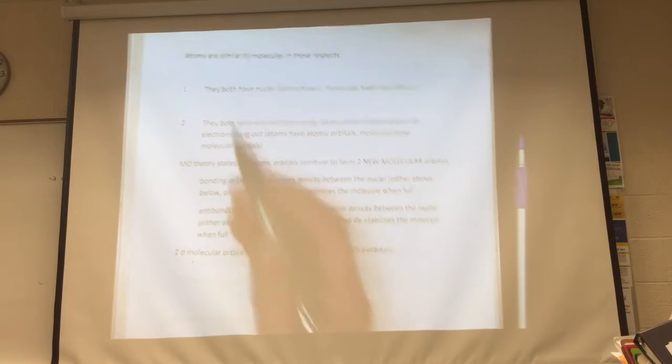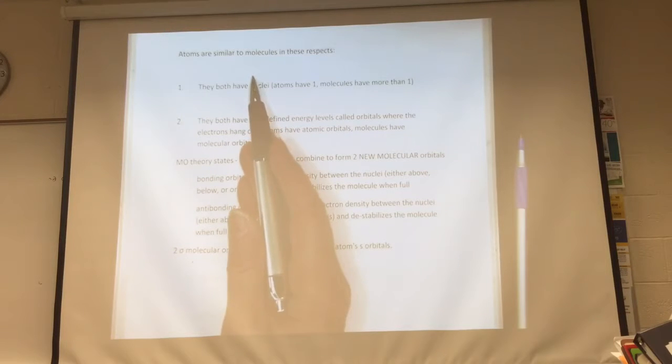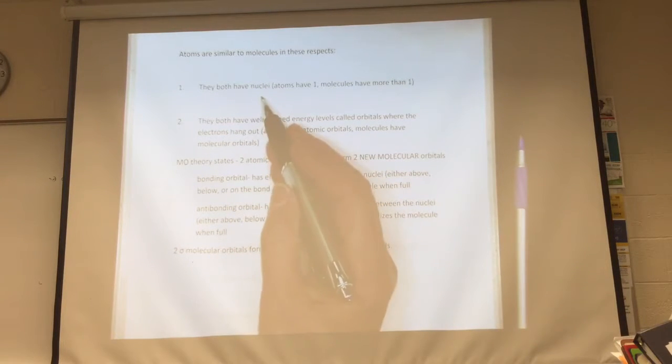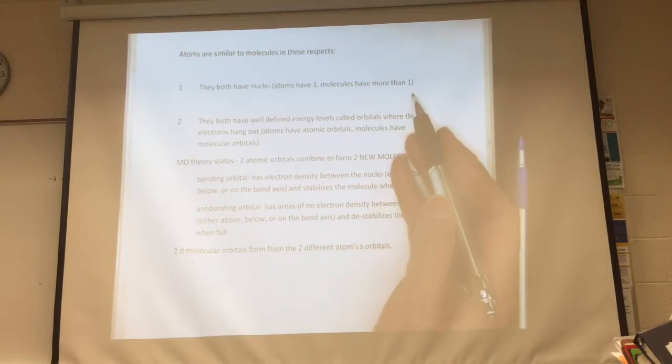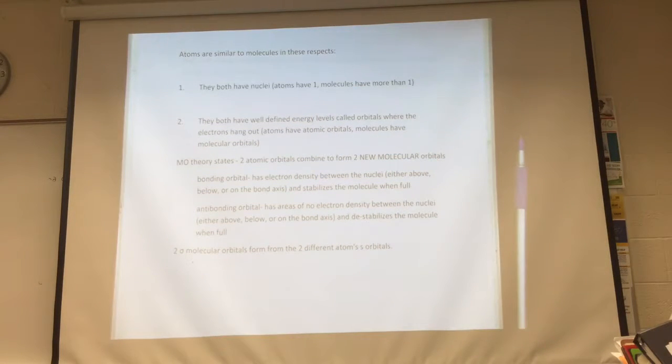MO theory says that atoms and molecules are very similar. They both have nuclei. Atoms have one nucleus, molecules have more than one nucleus. And they both have well-defined energy levels that we call orbitals, where the electrons are positioned. The atoms have atomic orbitals. We've already talked about these, s, p, d, f, and we've already looked at drawing orbital box diagrams and writing electron configurations.